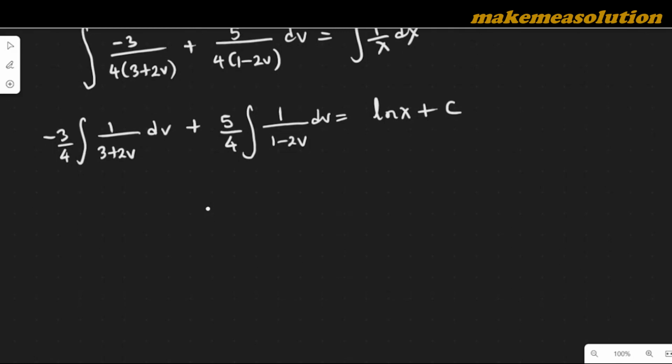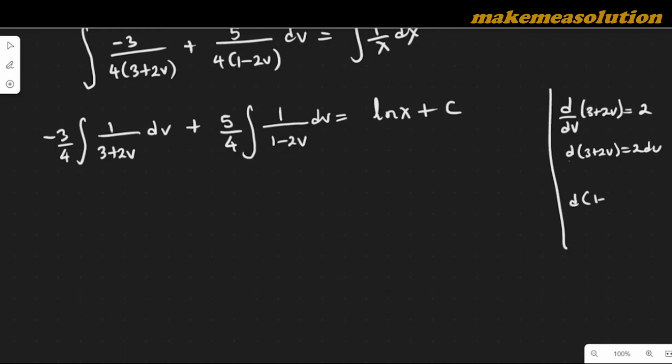So let's fill together. Of course, remember, we're going to do our transformations as usual. So our transformations, we have d with respect to v of 3 plus 2v gives me 2. So d of 3 plus 2v is actually 2 dv. And in the same vein, d of 1 minus 2v is going to give me negative 2 dv.